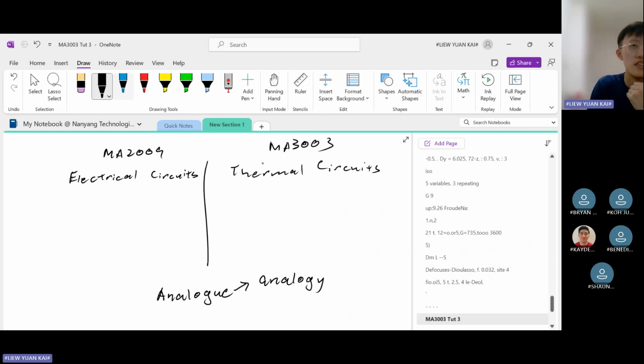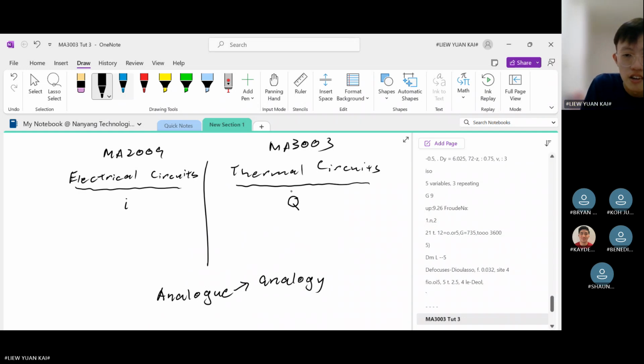Think about it this way. In electrical circuits, what's flowing through the wires is current, which we denote with I. And what is current? Current is the flow of electrical charges, otherwise charge per unit time, coulombs per second. In thermal circuits, what is a similar property to current? It is actually heat transfer, the rate of heat transfer.